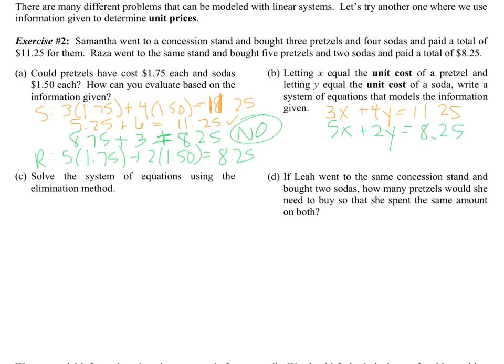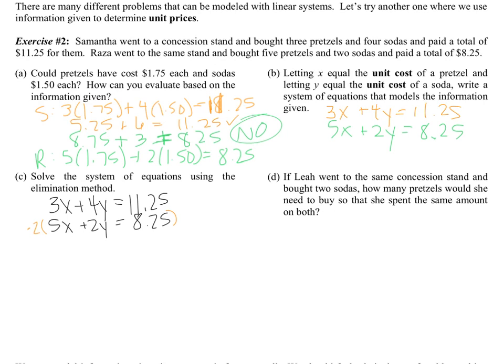So solve the system using the elimination method. I'm just going to rewrite them real quick. 3x plus 4y equals $11.25, and 5x plus 2y equals $8.25. Some of you are still a little confused on how you know what to multiply by in order to eliminate. The first thing you want to look at is the coefficients of the x's. Can I multiply one of those by one number in order to get to the other one? No. But I'm going to look at the y's, and I can. I can multiply the bottom equation by 2, but it has to be negative in order to eliminate.